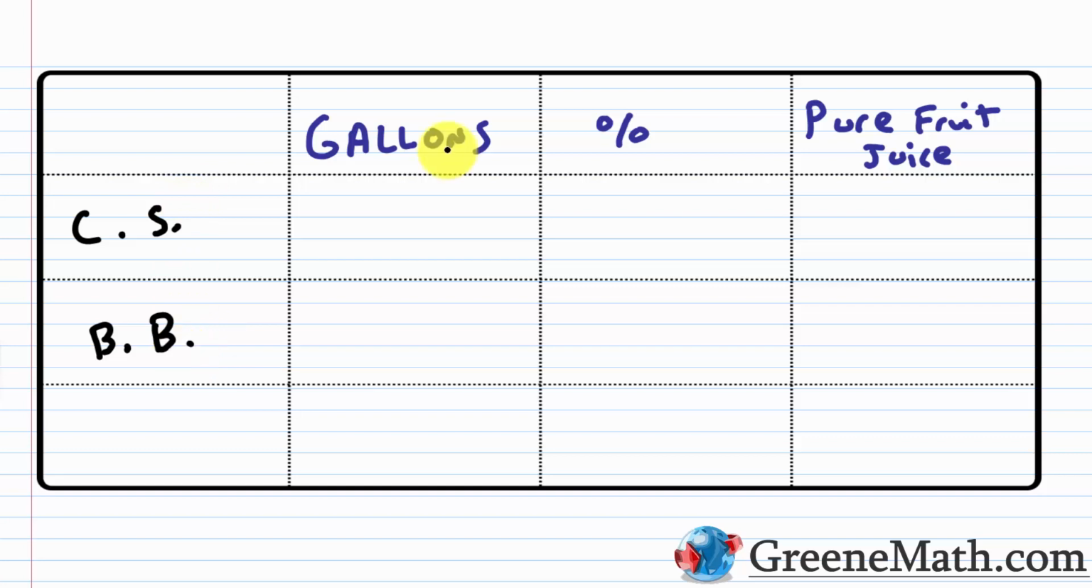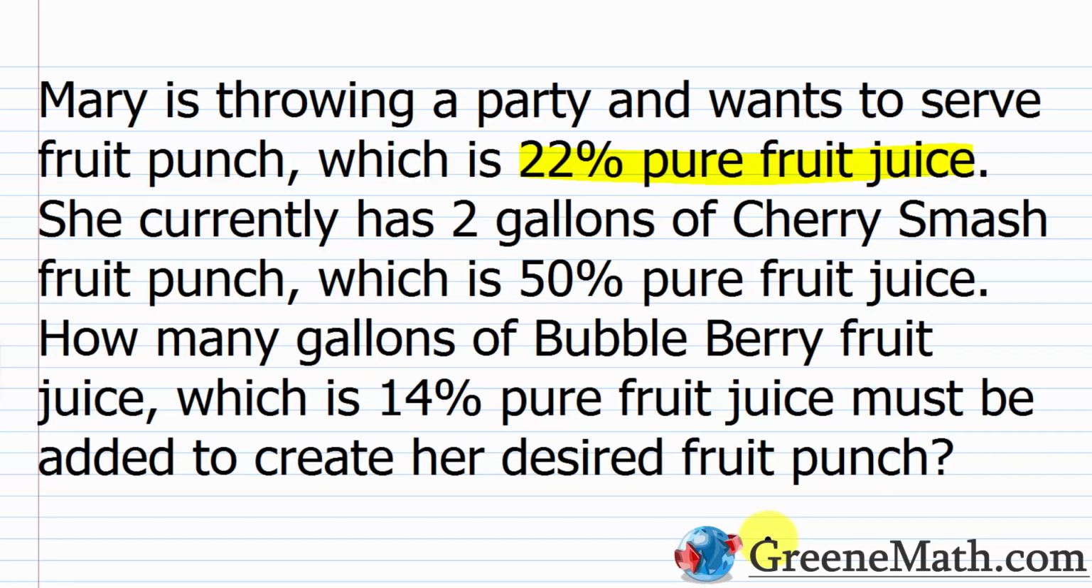Now it tells us in the problem the number of gallons of the cherry smash is going to be 2. And then the number of gallons of bubble berry that we're going to use is going to be represented with our variable x. What is the percentage of pure fruit juice in cherry smash? So let's go back up. Cherry smash, it tells us, is 50% pure fruit juice, whereas bubble berry is 14% pure fruit juice.